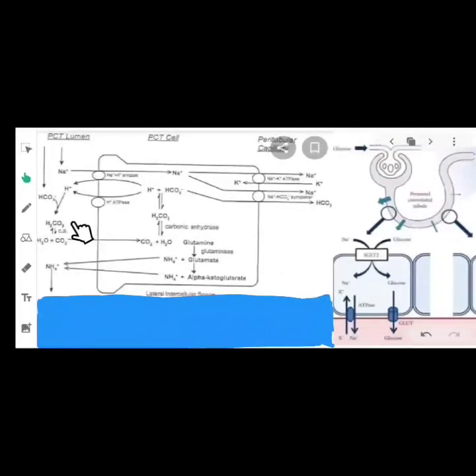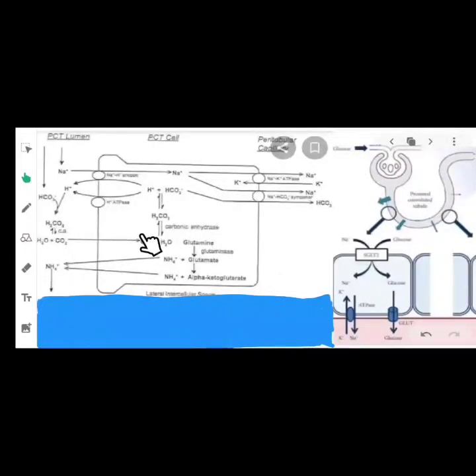And in the presence of carbonic anhydrase, this carbonic acid dissociates into water and carbon dioxide. What happens? Here, the hydrogen and bicarbonate combine to form carbonic acid, and in the presence of carbonic anhydrase, it dissociates into water and carbon dioxide. Now, this carbon dioxide and water both enter the tubular cell.